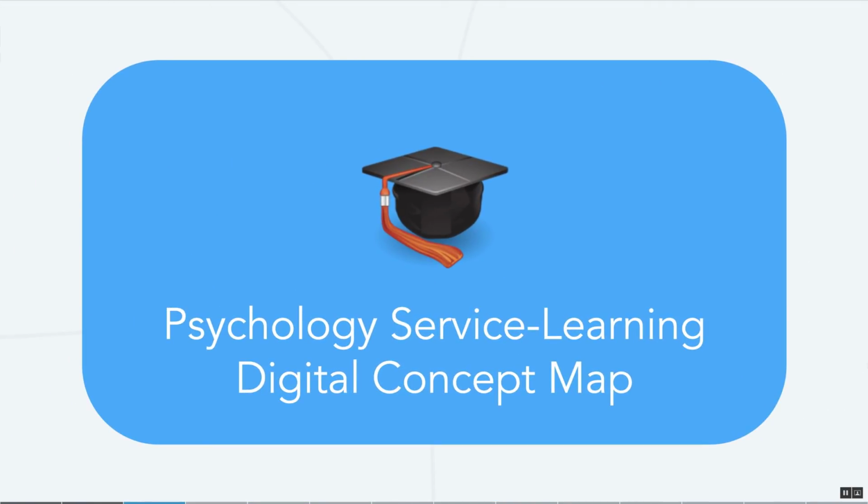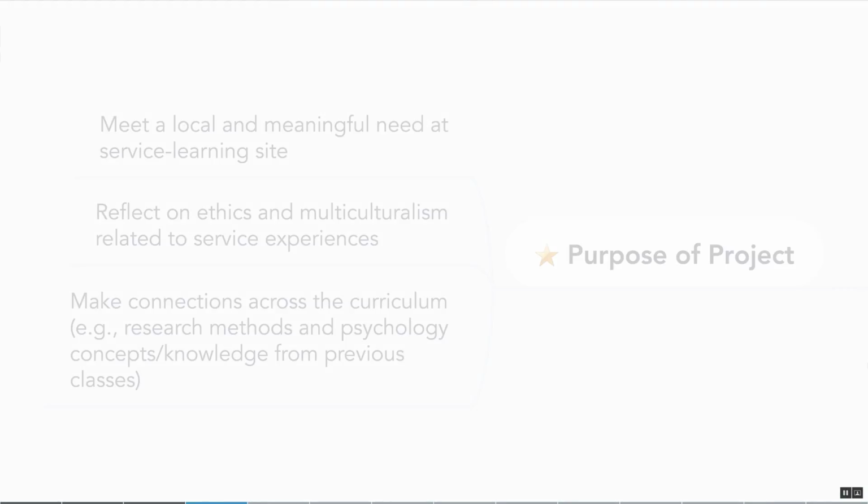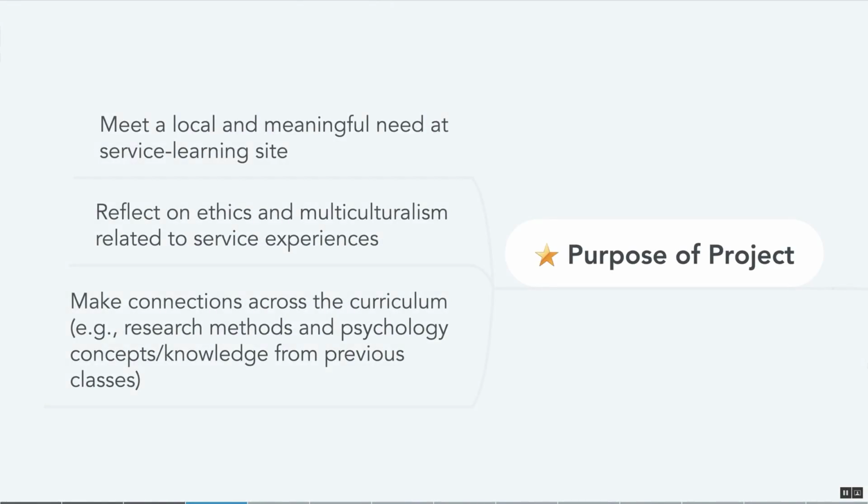So for this project, for the digital concept map, there are three main reasons we're doing this. The purpose of this project is one, to meet a local and meaningful need at the service learning site. You are to collaboratively identify something that you can do that would best serve your site, and this is going to be something you work on throughout the rest of the semester. Two, another goal is for you to reflect on ethics and multiculturalism related to service experiences that you have at that site. Psychology, ethics, and understanding multicultural identities and diversity is an incredibly important process for being able to graduate with your BA in psychology.